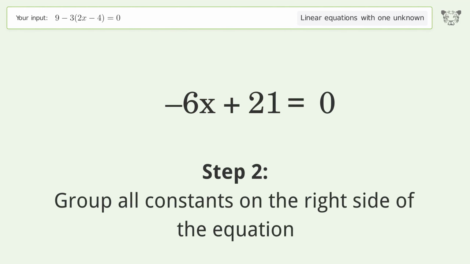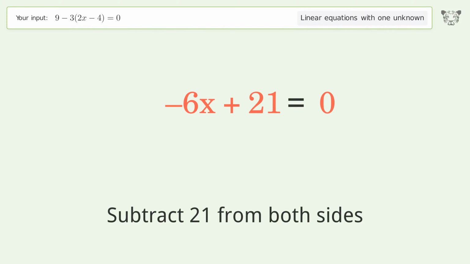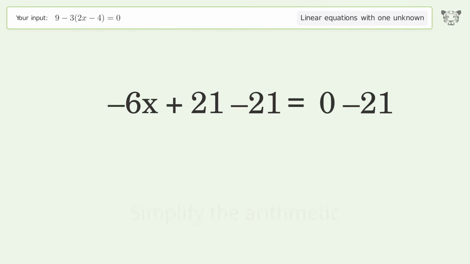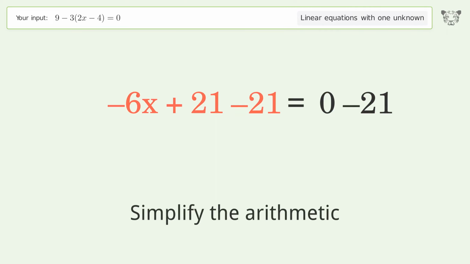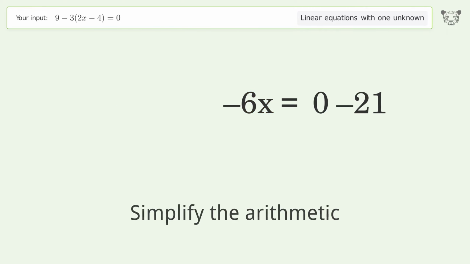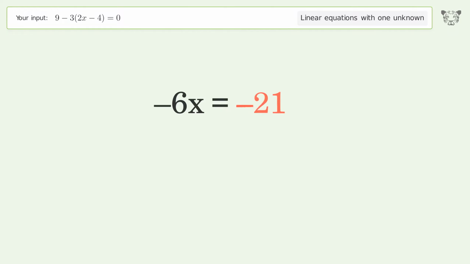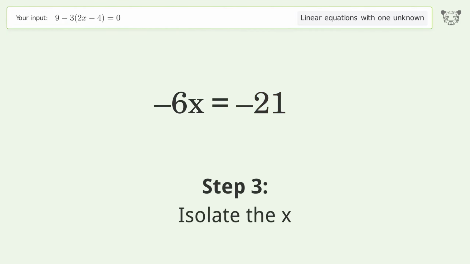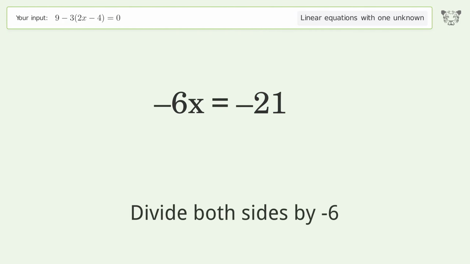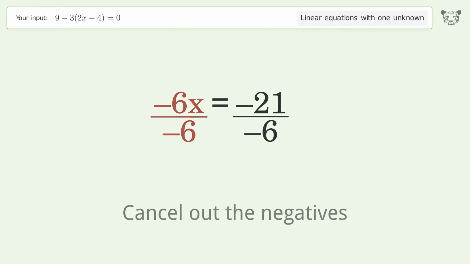Group all constants on the right side of the equation. Subtract 21 from both sides. Simplify the arithmetic. Isolate the x. Divide both sides by -6. Cancel out the negatives.